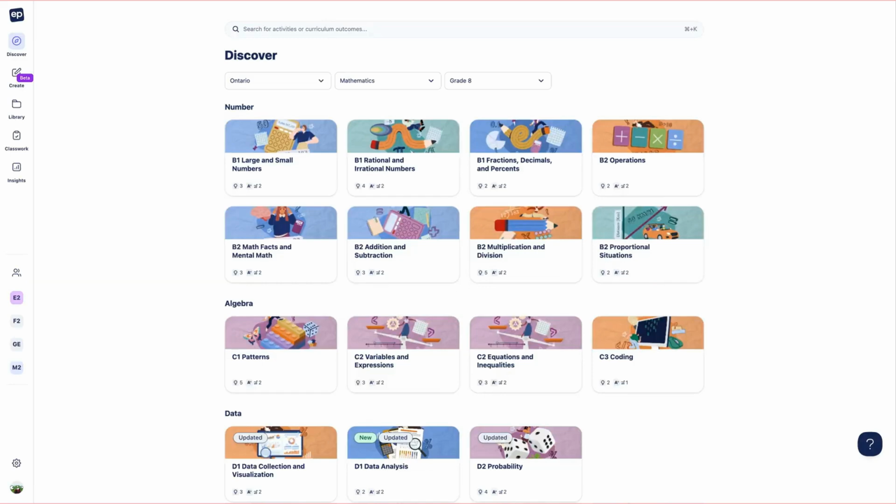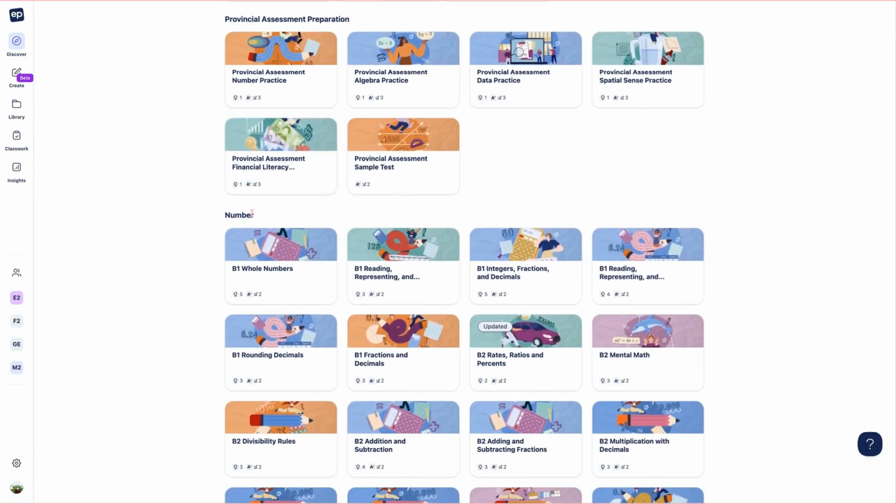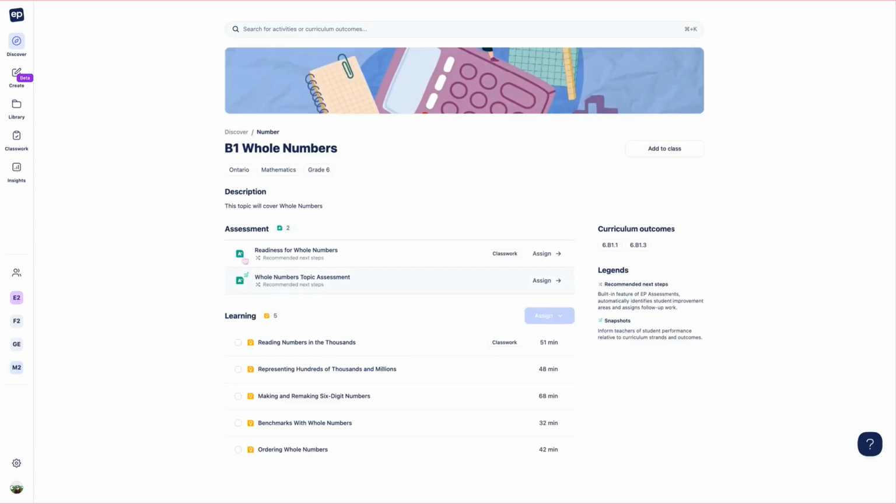You can find our assessments and lessons in the Discover tab. Navigate to the grade you would like to see activities for. You'll notice our library is arranged by strand. Let's pop into a unit together.